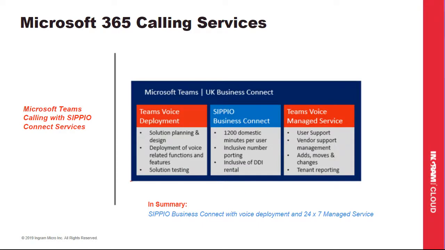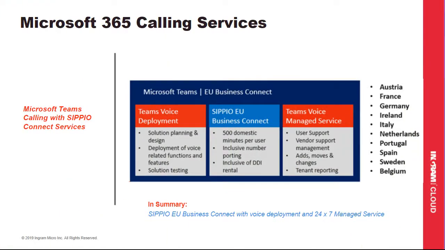Similarly, the EU Business Connect bundle, which is available for 12 countries within Europe, including Austria, France, Germany, Ireland, Italy, the Netherlands, Portugal, Spain, Sweden and Belgium, includes the core connectivity but comes inclusive of 500 domestic minutes with all porting and DDI rental included.